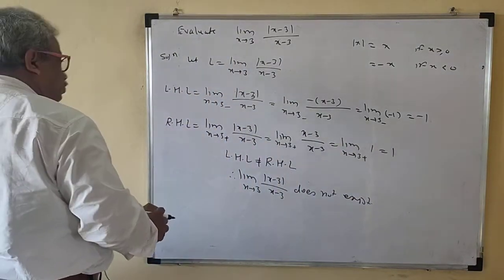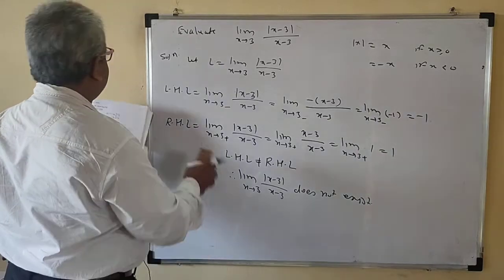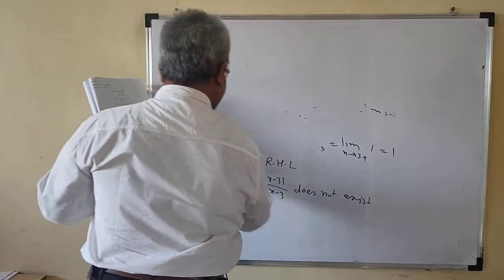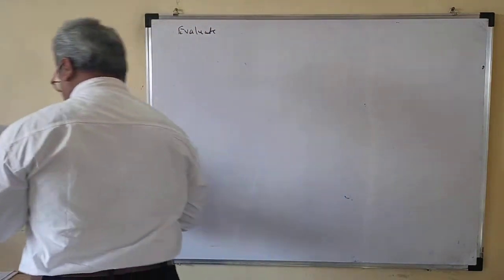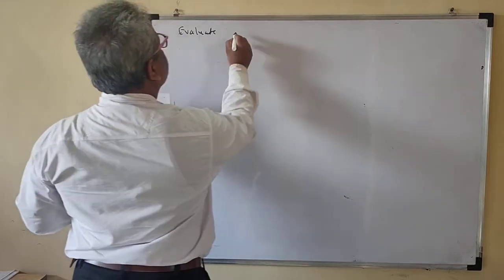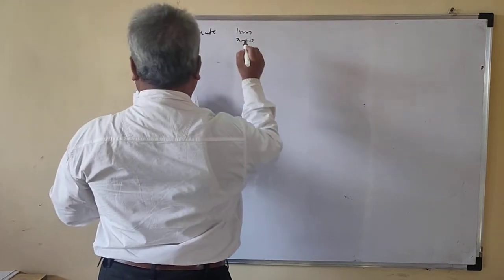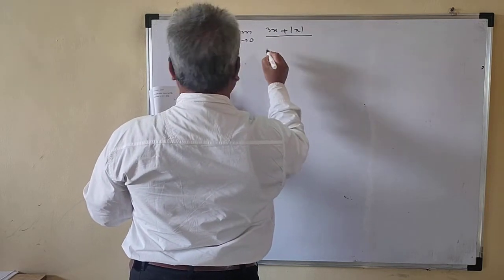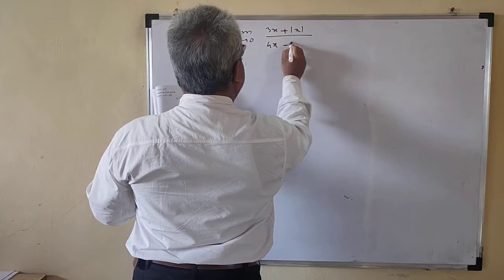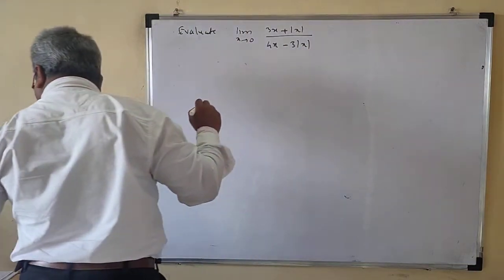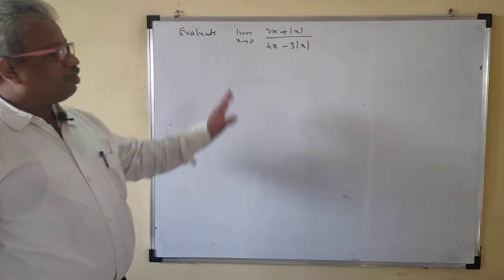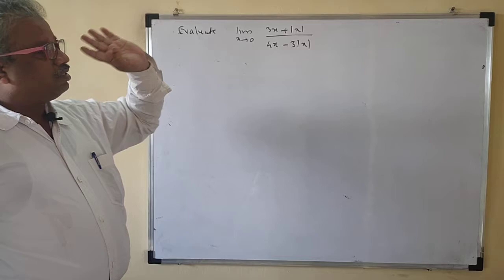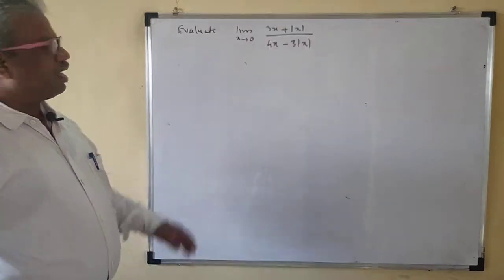Okay, we take the next problem. Evaluate limit x tends to 0, (3x plus mod x) upon (4x minus 3 mod x). Again see here, x less than 0 means x is negative, then mod x is minus x, right? And if x is positive, then mod x is itself x. So here clearly we have to find the left hand limit and right hand limit.